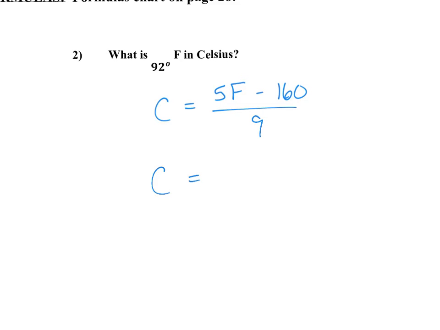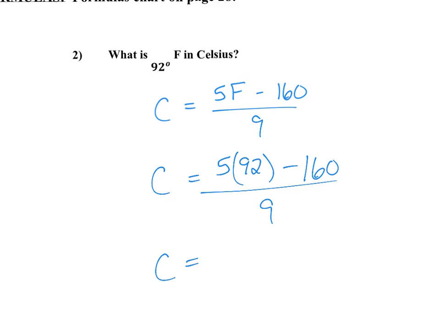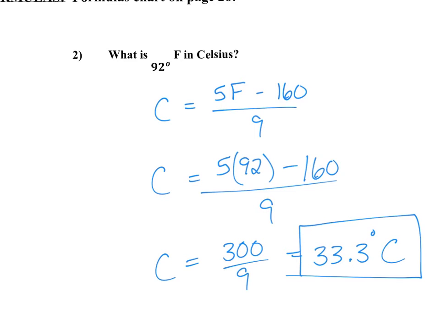So what we will do is we'll take 5 times 92 minus 160, all divided by 9. So take your calculator, 5 times 92 minus 160. You get 300. So C equals 300 divided by 9. So this would be 33.3 degrees Celsius. So it's 92 degrees Fahrenheit, it's 33.3 degrees Celsius.